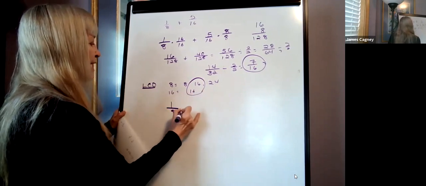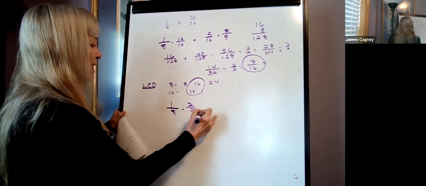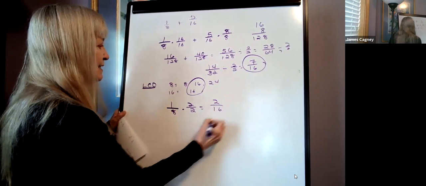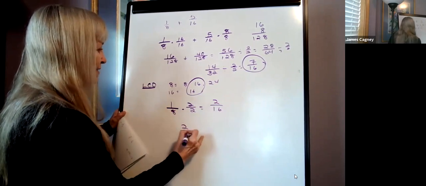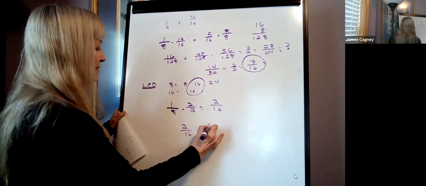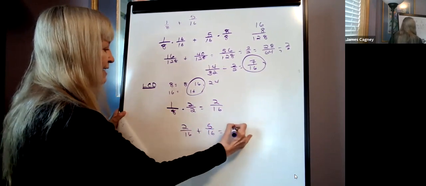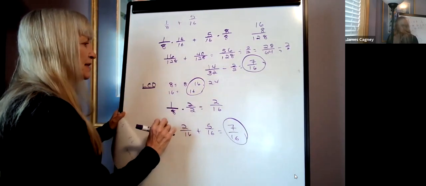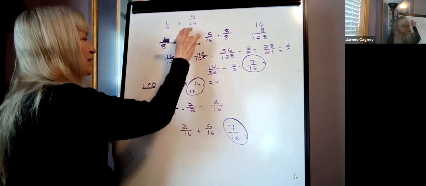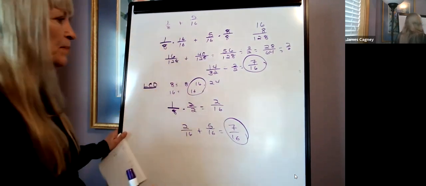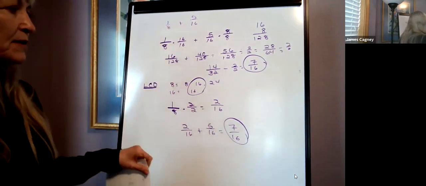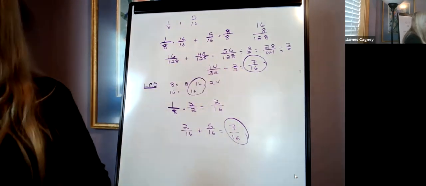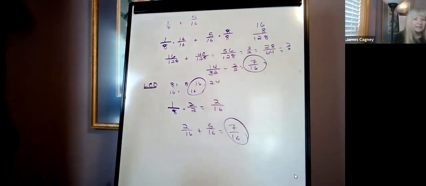To change 1/8 into sixteenths, I'm going to multiply it by 2 over 2, which is going to give me 2 over 16. So really what I have is 2 over 16 plus 5 over 16, and I still get 7 over 16. I think it's easier to use the least common multiple than multiply them by each other, but whatever way works for you, I am good to go on that one. So practice these. Here you're going to have to remember to simplify your fractions.